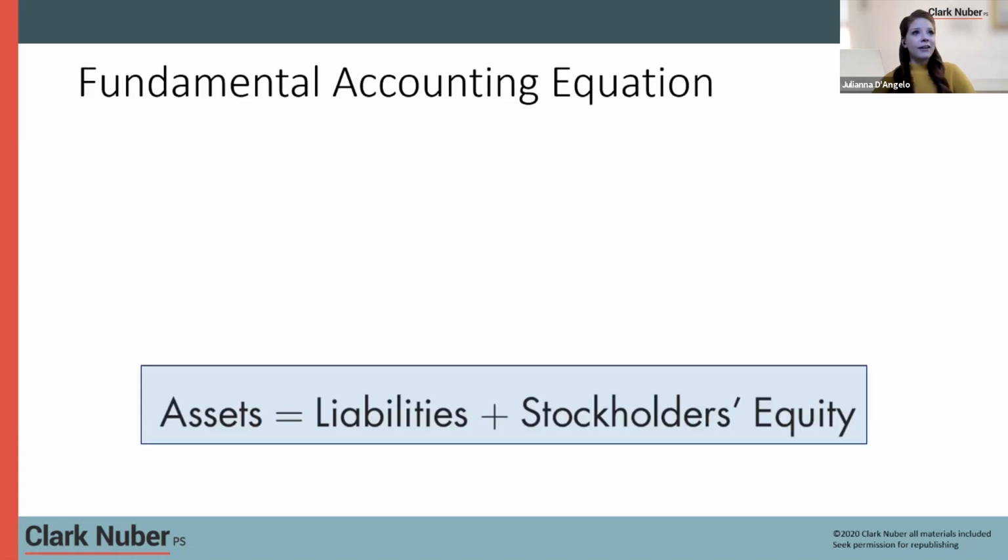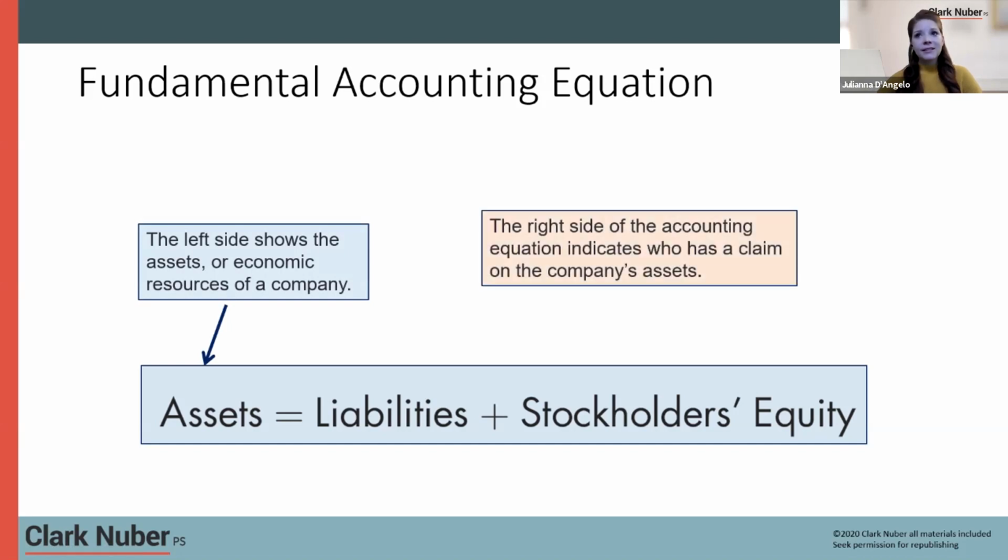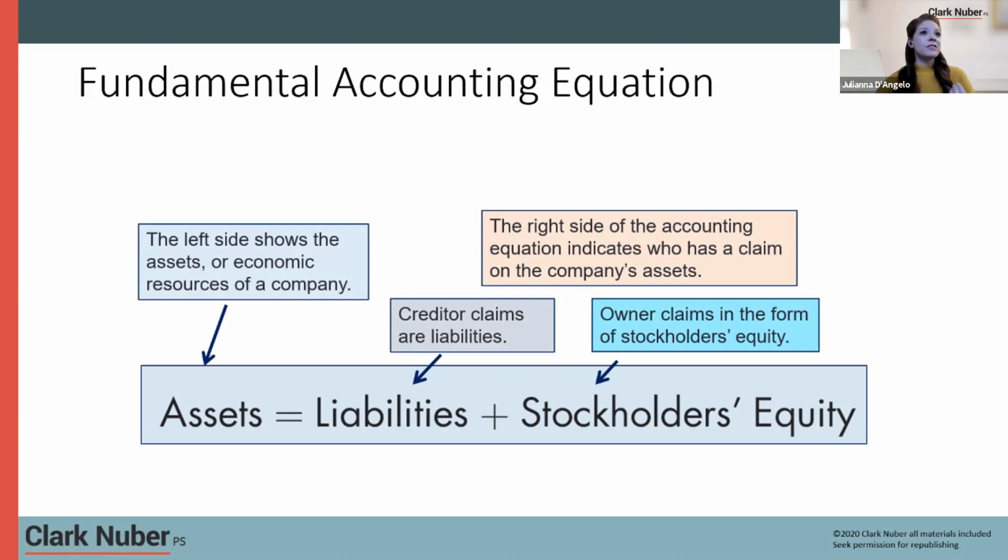So the fundamental accounting equation is assets equal liabilities plus stockholders' equity. And this is what we see in the balance sheet, and this is why it needs to be balanced. The left side shows that the assets are the economic resources of a company. The right side of the accounting equation indicates who has a claim on those companies' assets, whether it be a creditor, did you borrow money, or an owner's claims in stockholders' equity. Did someone invest in you, and are they expecting a return? So those are really important things to understand as we carry through our balance sheet description.